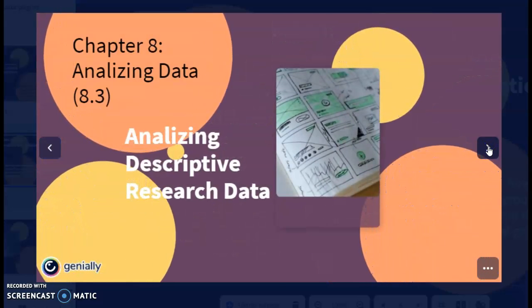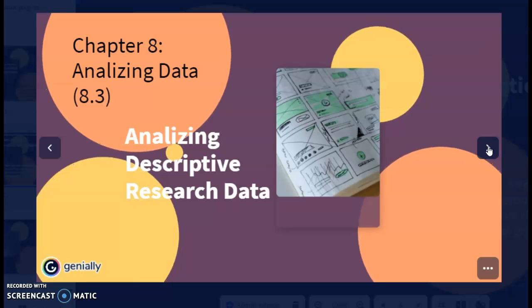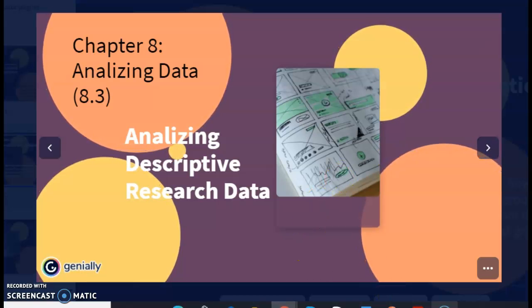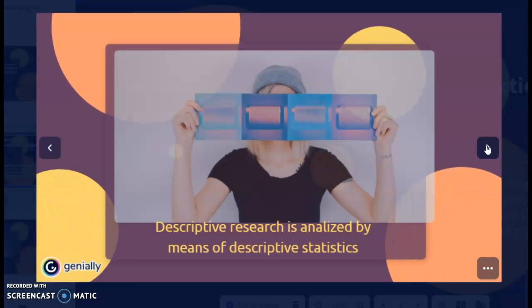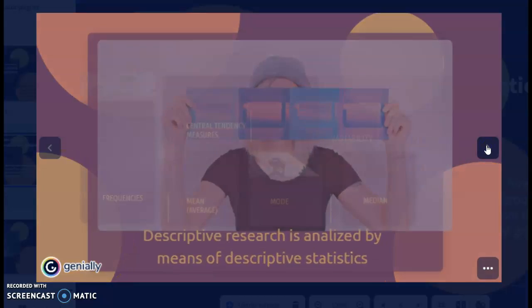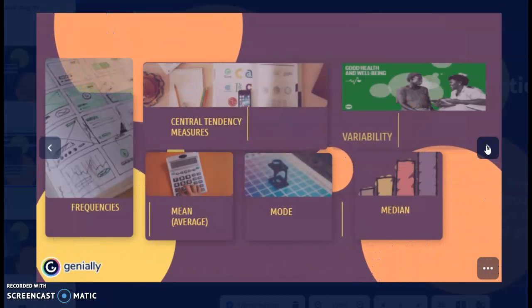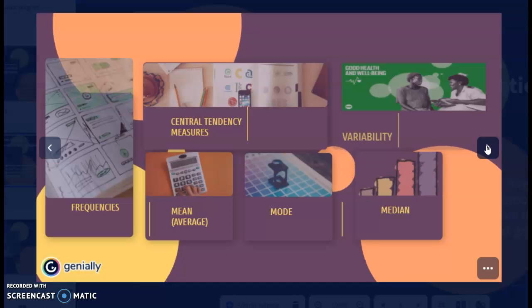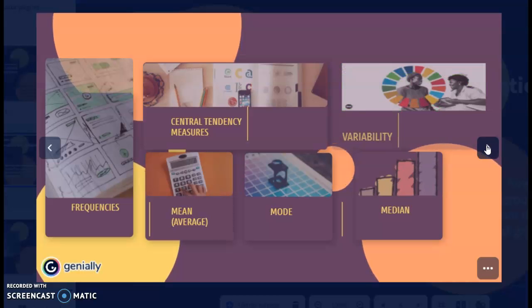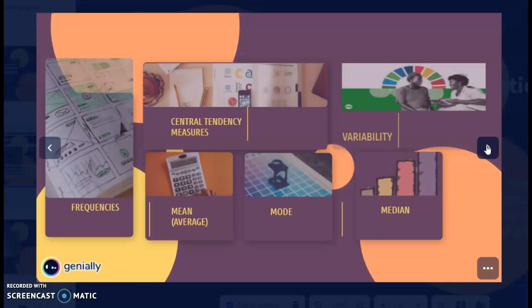From chapter 8, Analyzing Data, I chose Analyzing Descriptive Research. Analyzing descriptive research data. Descriptive research is analyzed by means of descriptive statistics. Some of the variabilities or factors taken into account on descriptive research are frequencies, used to indicate how often a phenomenon occurs.